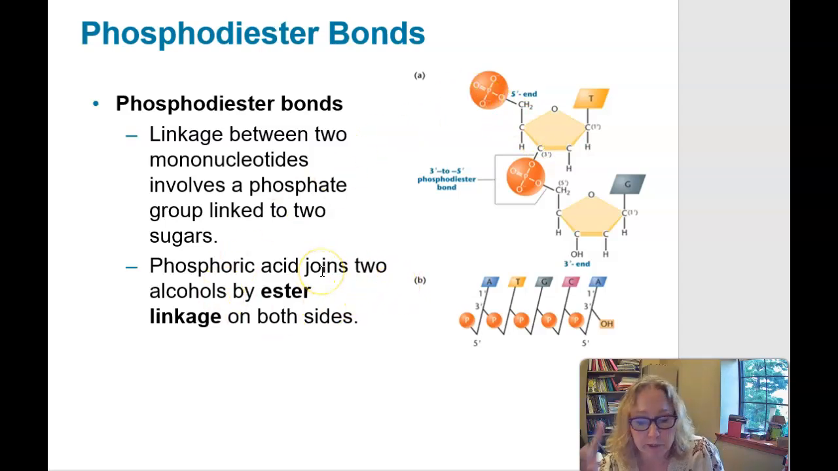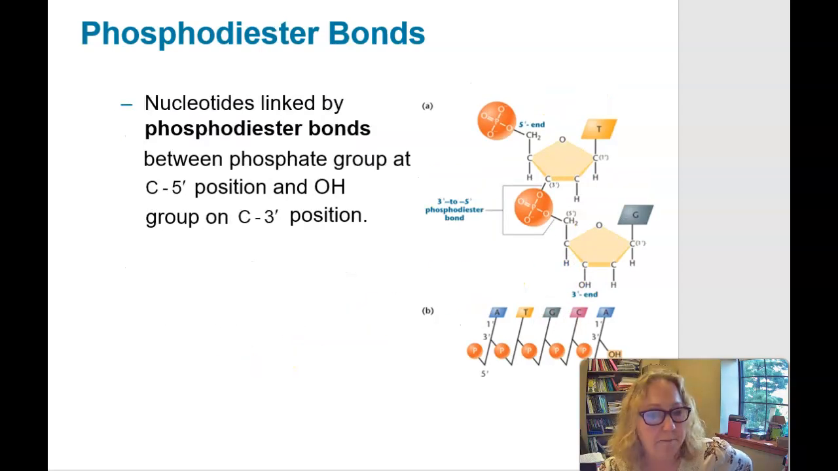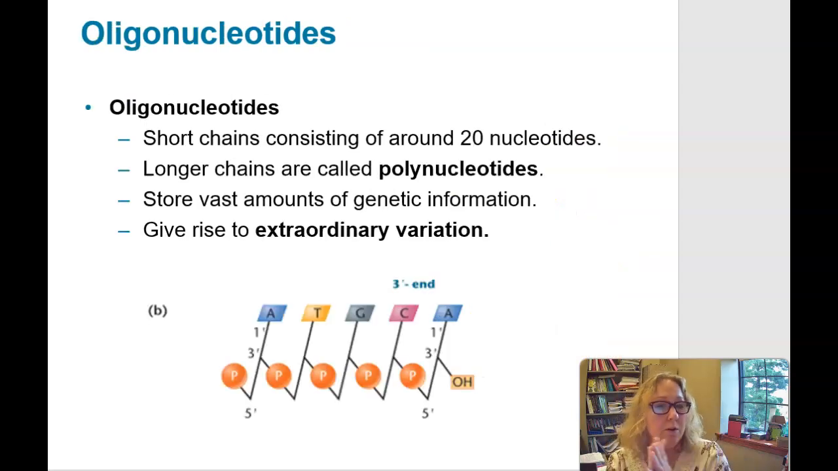And it joins those two alcohols. Do you see how there are two alcohols? See, this is an alcohol, and it joins that by an ester linkage. Phosphodiester bond right here. This is your phosphodiester bond. Two esters, phosphate group, two esters. At the 5' position, and OH group on the 3'. 1, 2, 3, 4, 5. That's where you get that.